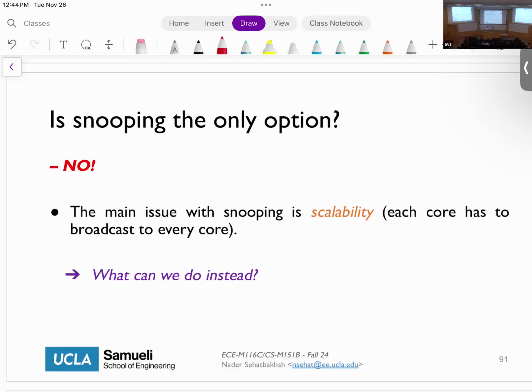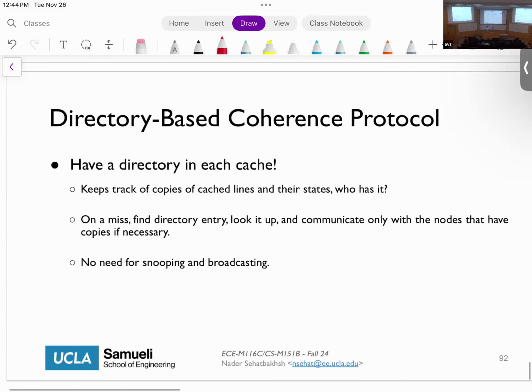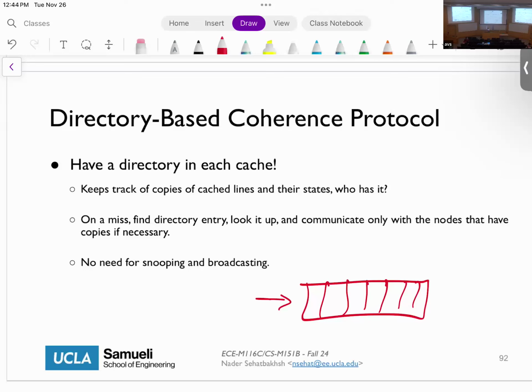So what can we do instead? Another possibility is what we call a directory-based coherence protocol, where essentially we have a directory for each cache line where we maintain who has what, okay? So at the memory level, think about every memory address having these bits. Let's say I have 8 cores. I'm going to have zeros and ones in this, and consider them as presence bits. So if it's 1, it means that it exists in that core. If it's 0, it doesn't exist in that core.